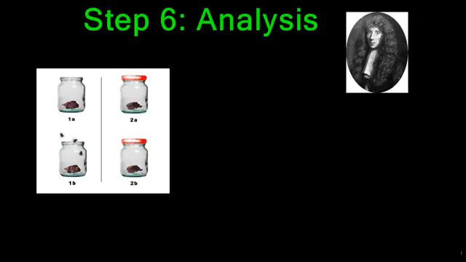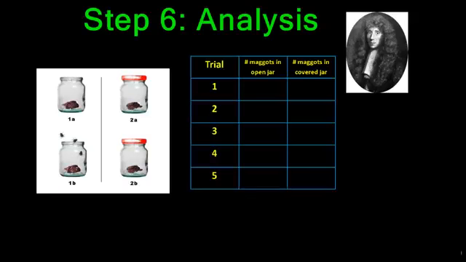Quantitative data is oftentimes represented in a table. Maybe Redi's table might have looked like this. He might have had 5 jars that were open and 5 jars that had a cover to keep the flies out. He would count the number of maggots in the open jar and count the number of maggots in the covered jar and record his data.